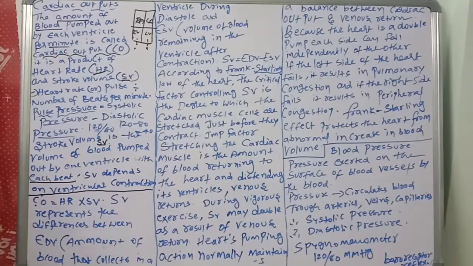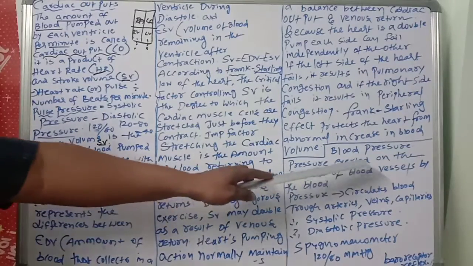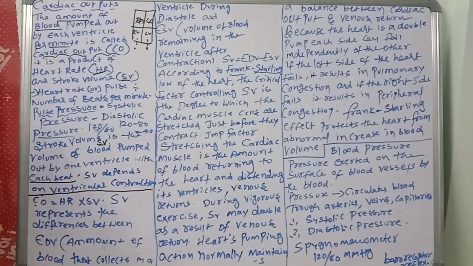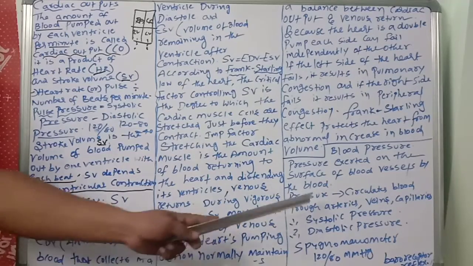That is important. Blood pressure is the pressure exerted on the surface of blood vessels by the blood. This is important. The pressure circulates the blood through arteries, veins, and capillaries.